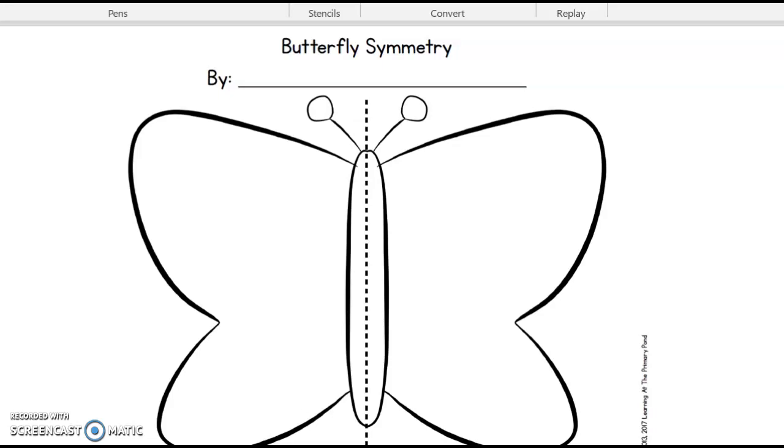Go ahead and get out your butterfly life cycle packet and then find the page that you see on the screen. It is called Butterfly Symmetry. Okay, so Butterfly Symmetry is the page we're going to do first. Now, what is symmetry? Symmetry means that they are exactly the same on both sides.